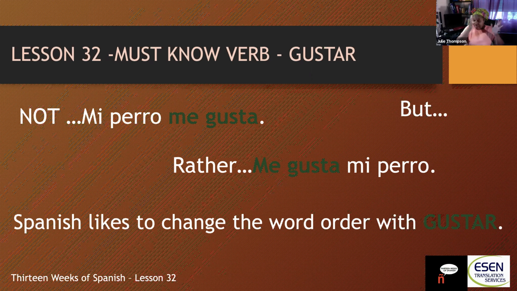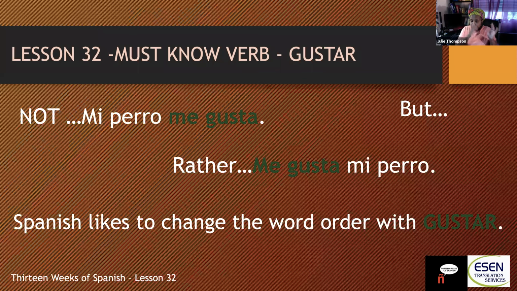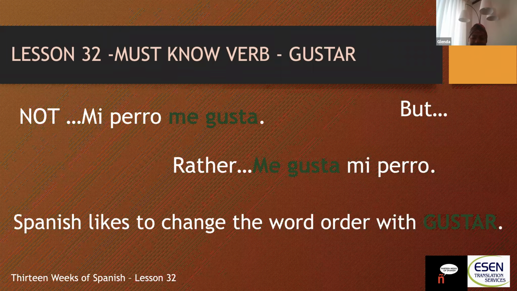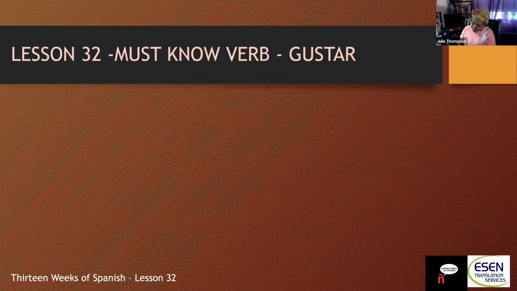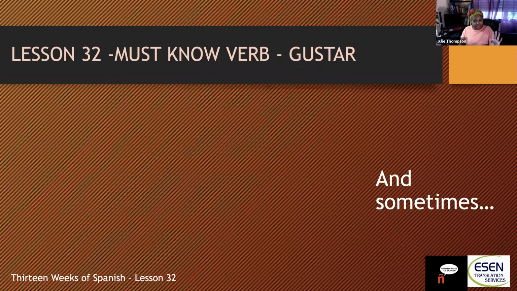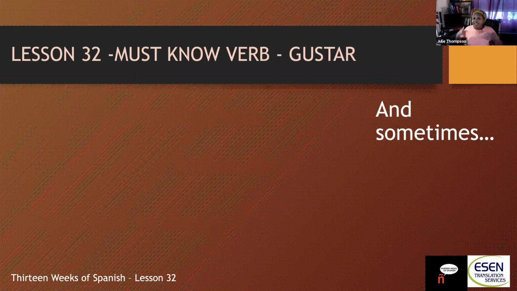Now, we've been thinking, okay, we've always put the subject before the verb, subject before the verb, subject before the verb. Not with this verb. All right? Now, why? I don't know. That's the way it is. Now, sometimes we're going to add another wrinkle to that. First of all, we don't put the subject first when we're talking about gustar. The subject goes after the verb, rather.